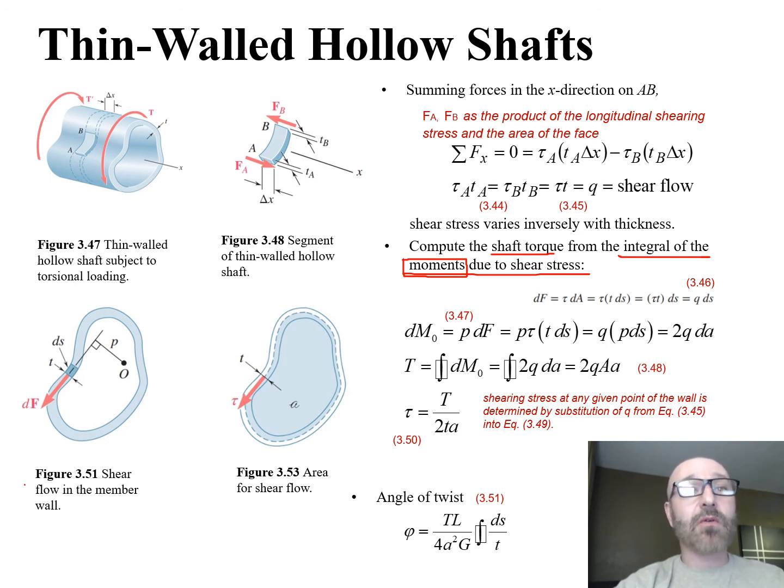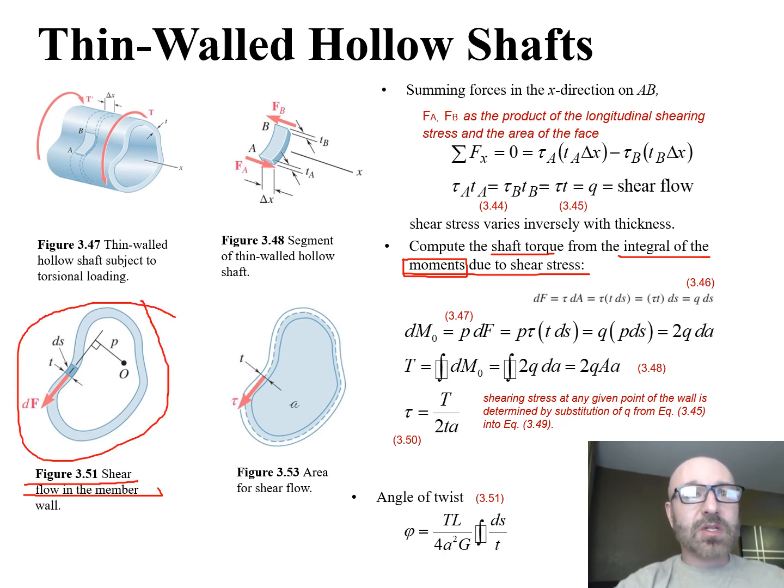For that, we can go over to figure 3.51 for the shear flow in the member wall. We're looking at the side view there. We can see the moment dM about O is going to be equal to this force dF times our perpendicular distance, that p right there. So we can plug that in and say dM is equal to p dF, and this comes from equation 3.47.